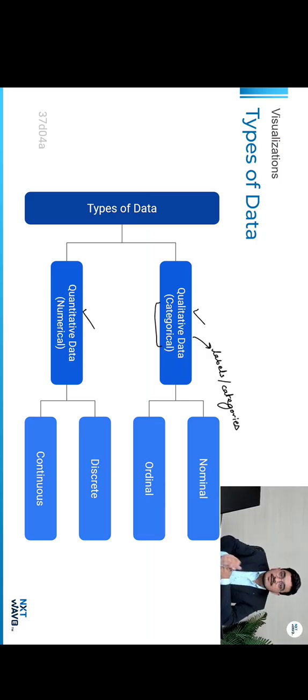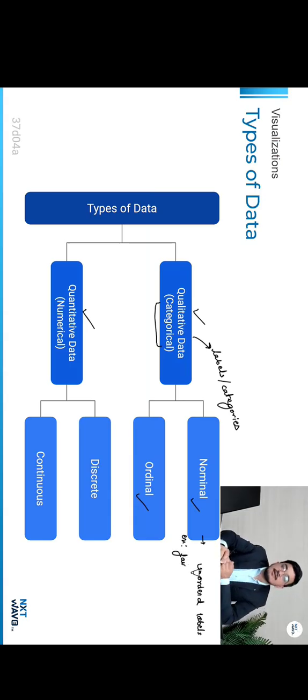Now, categorical data can also be of two types, that is nominal and ordinal. Here, nominal data represents something that cannot be ordered, unordered data. Nominal data will represent unordered labels. Let's take an example for this. So, a good example for this nominal type of data could be favorite colors of students in a class.